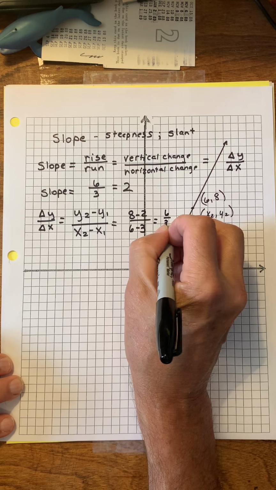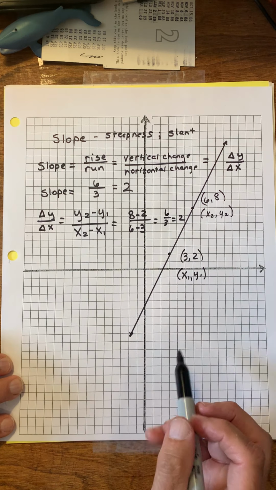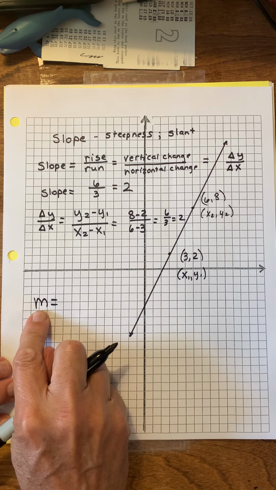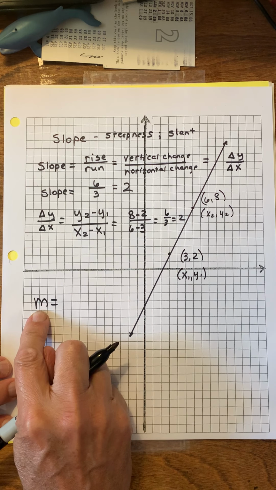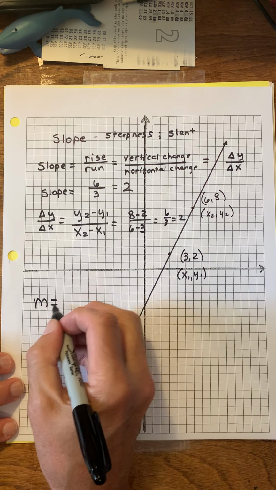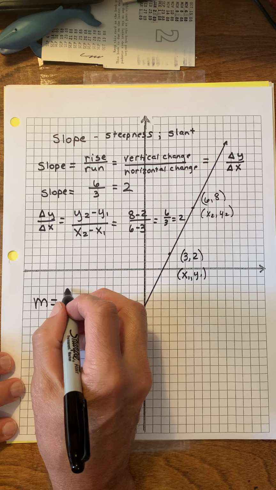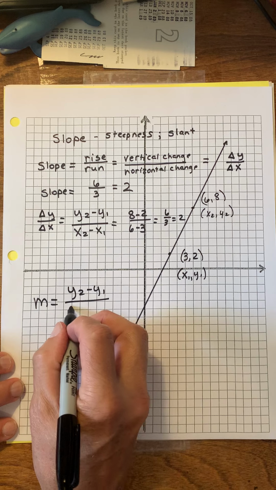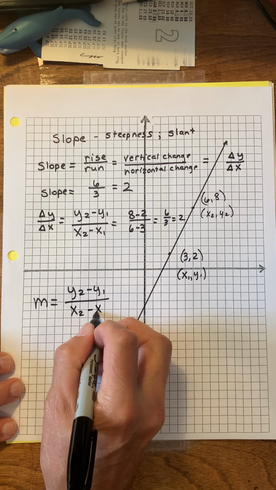That's 6 over 3. What do you know? Same concept, 2. Here is your slope formula. Slope, and M is the letter designated for slope. Your guess is as good as mine as to why. M is the slope, and it is defined to be y2 minus y1 over x2 minus x1.